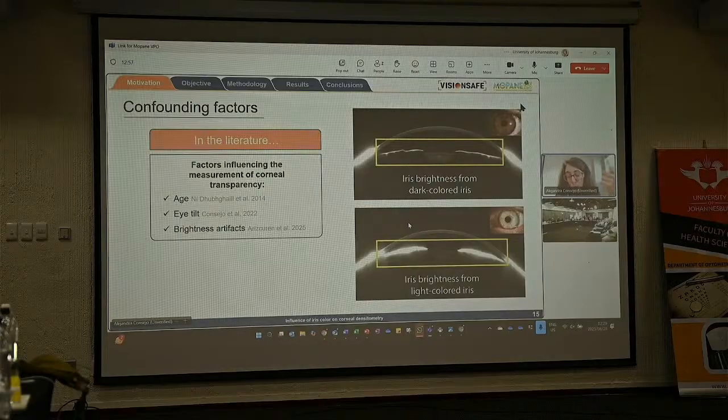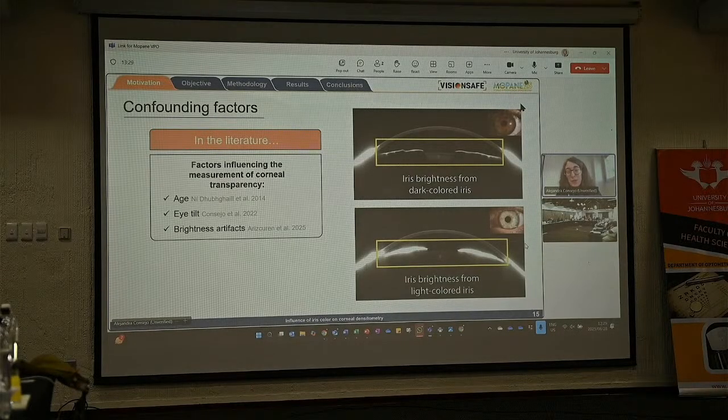But we took one step further, and by the observations that we were doing in the lab while we were collecting this data, we noticed that the reflection coming from the iris highly depends on the color of the iris. So this is just an example. This is how a sample image would look from a brownish iris, and this is how it would look from a rather light iris. This is kind of evident, right?